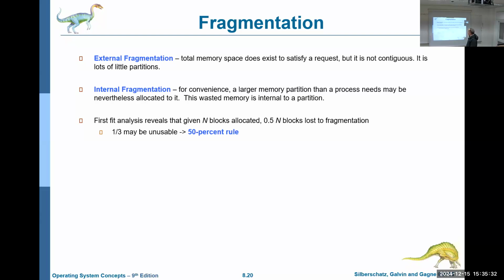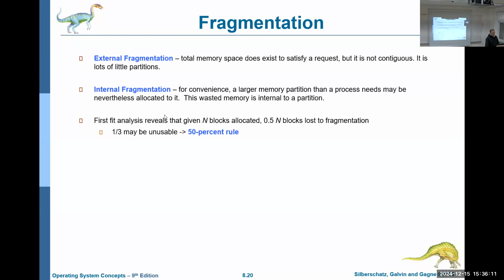Wait, what does it mean? N blocks, let's say I have 10 blocks, each one of 10 kilobytes. Then 50 kilobytes are lost to fragmentation. That's what it's saying. Half of it. If I have 100 kilobytes, then 50 kilobytes will be lost. That's terrible, right? It's not good. A third may be unusable. I don't know what the 50% rule is, but whatever, so that's bad, first fit is not so good.